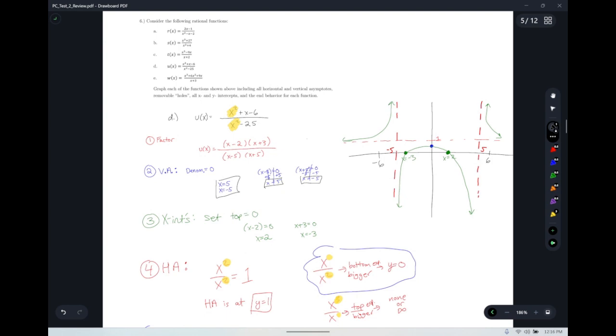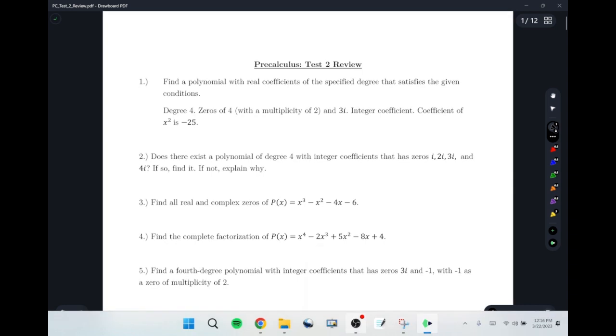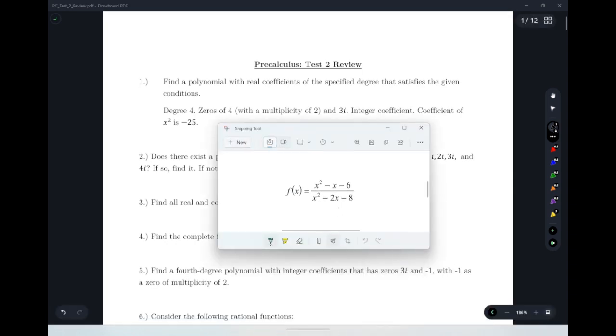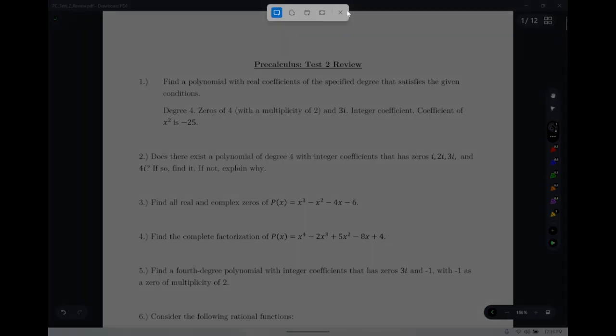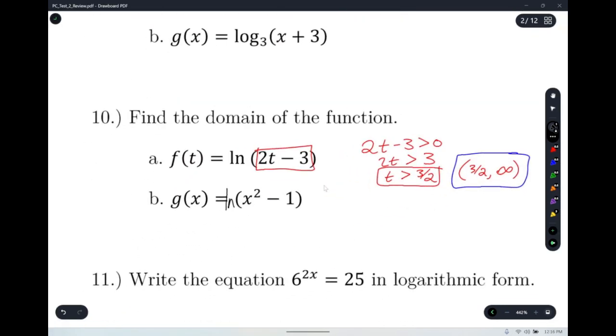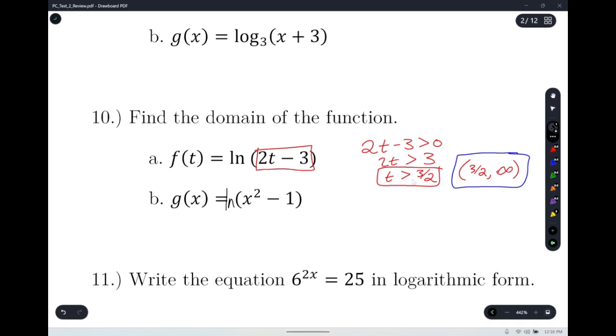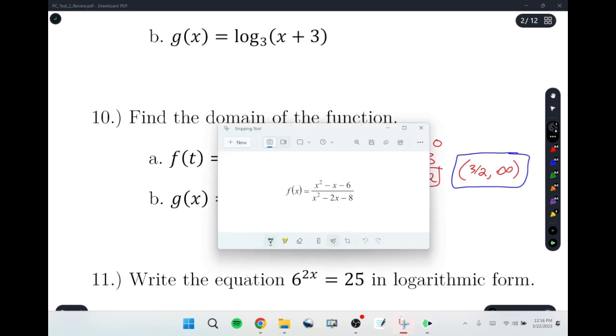All right, what else are we looking at? Number 10. Find the domain of the function. All right, hang on a second. Let me just erase this real quick. Okay. Find the domain.